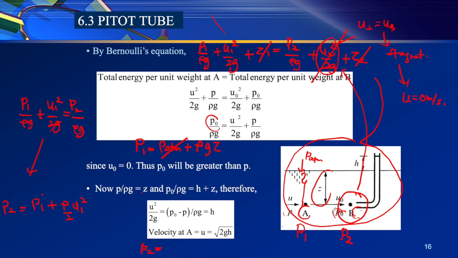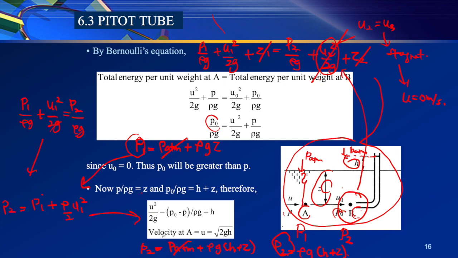P2 is, so now is P2, P at B, H. So we do have P atm plus rho g (H plus Z). Okay, now our calculation only deals with gauge pressure. Therefore, P2 is equal to rho g (H plus Z). So substitute P2 and P1 into this equation, and you will get this equation.